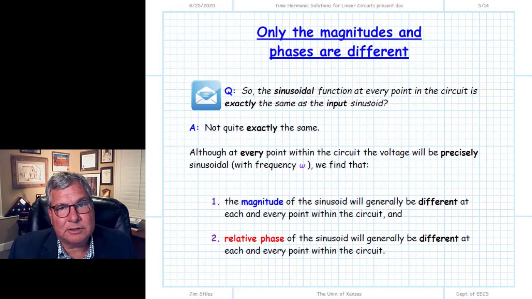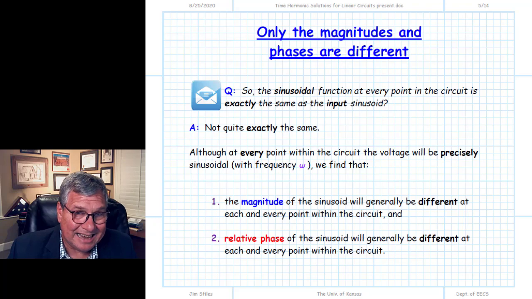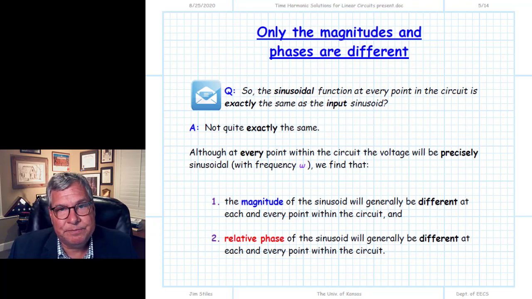At every location, thus, we find, again, a sinusoid if we excite the circuit with a sinusoidal source. The question is, is it exactly the same function as the source? And, of course, it's not quite exactly the same. It is a sinusoid at every location, but remember, there are three parameters that define a sinusoid: its magnitude, its frequency omega, and its relative phase.